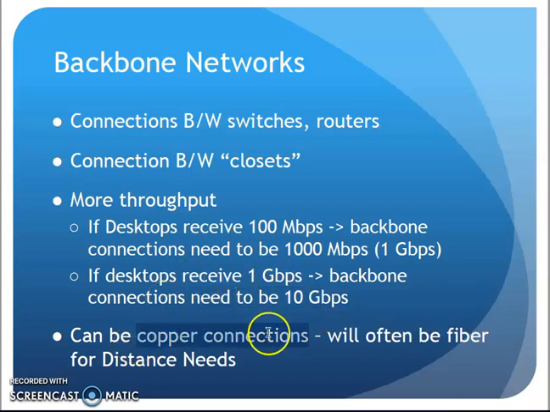These backbone links can be copper, but oftentimes they're going to be fiber for distance needs. Between my closets can sometimes be great distances. I might need to go a couple hundred meters from the closet in one building on my network to the closet in a different building, maybe across the parking lot, or across the campus, if you're thinking of a college campus. Fiber optic will typically be used for that.